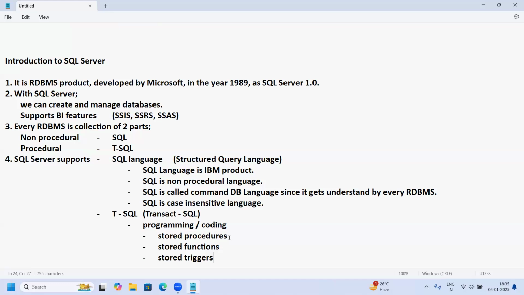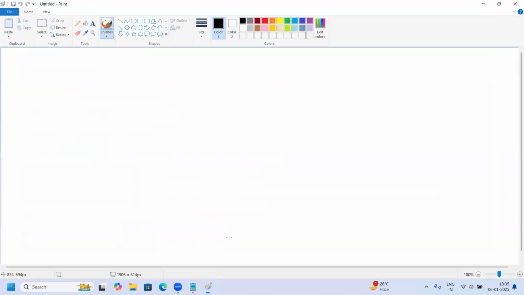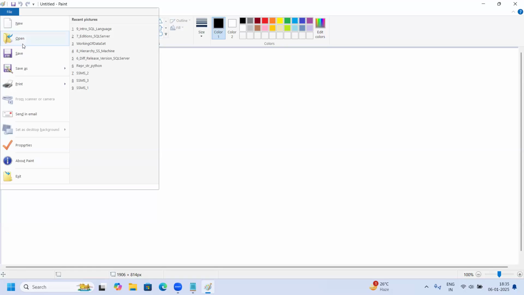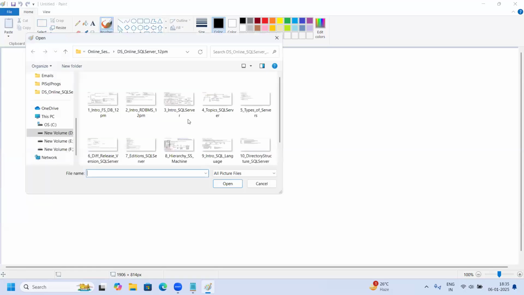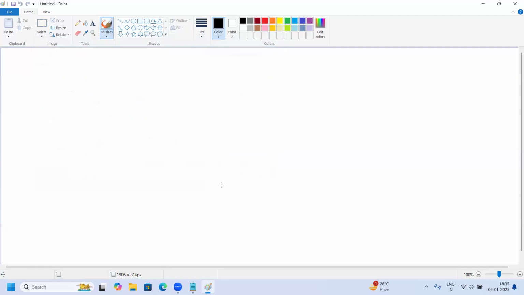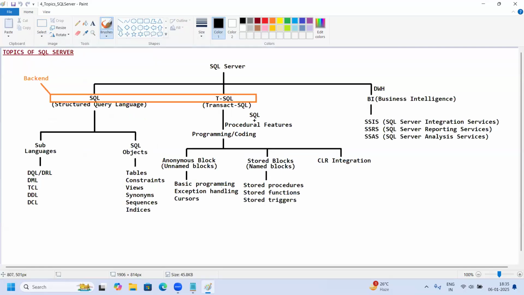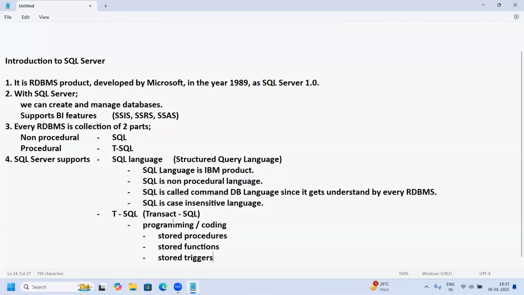If you want to see what is there, I'll show you. Actually, I talk about the total topics of SQL Server like this in my development classes. I discuss SQL, T-SQL, sub-languages, SQL objects, anonymous blocks, named blocks, stored blocks, CLR integration. These are all things. This is an overview kind of thing.